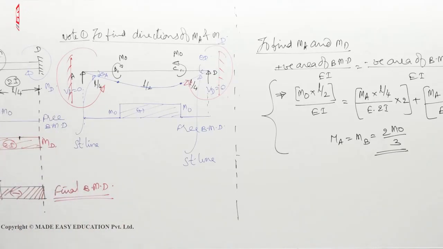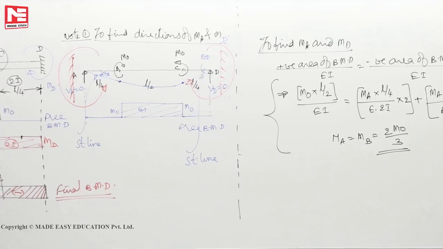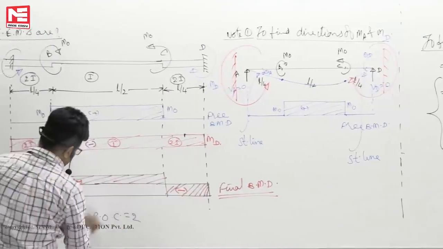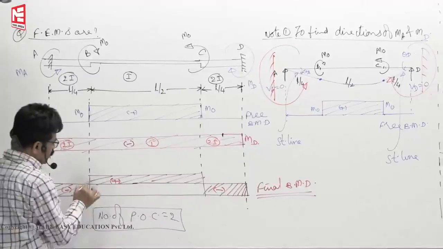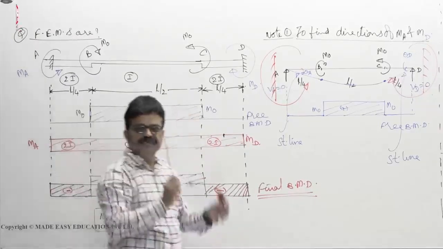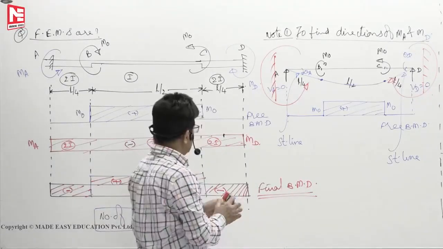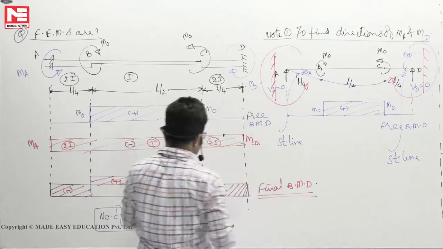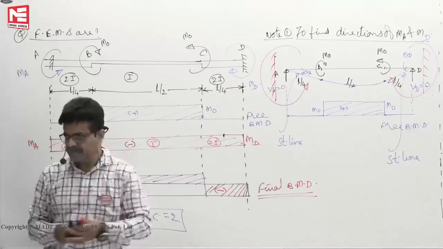Okay, see the number of POC here, how many will you get? Only 2. The number of points of contraflexure is 2, and that too they will develop at the point of application of the moments. So this is our task. Next.